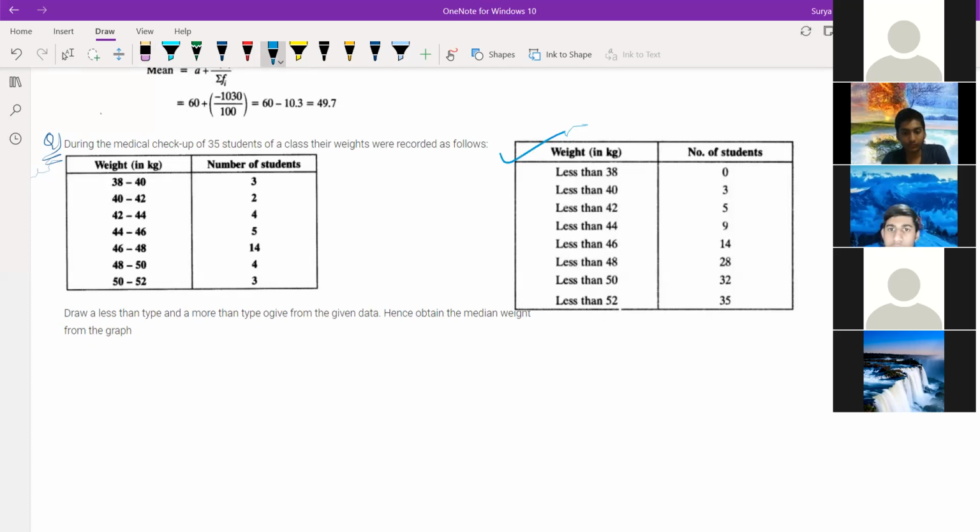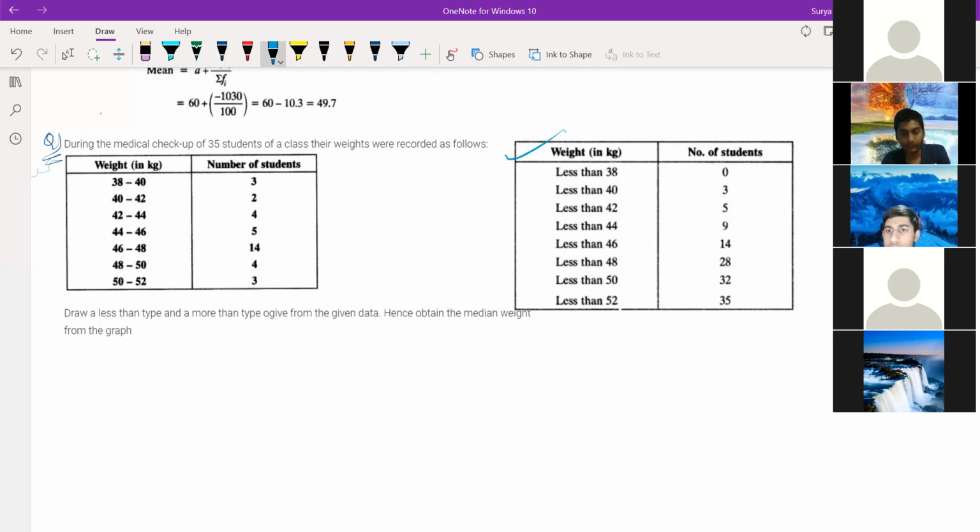The only extra thing you should add is less than 35. This one you should add extra. Less than 38 is 0. Less than 40 is 3. Less than 42 is 5. Less than 44 is 9. Less than 46 is 14.